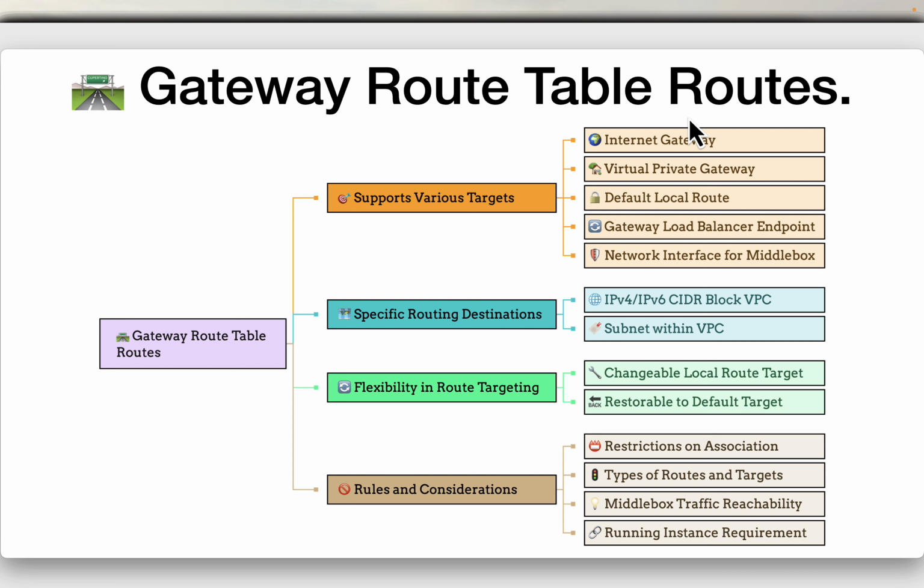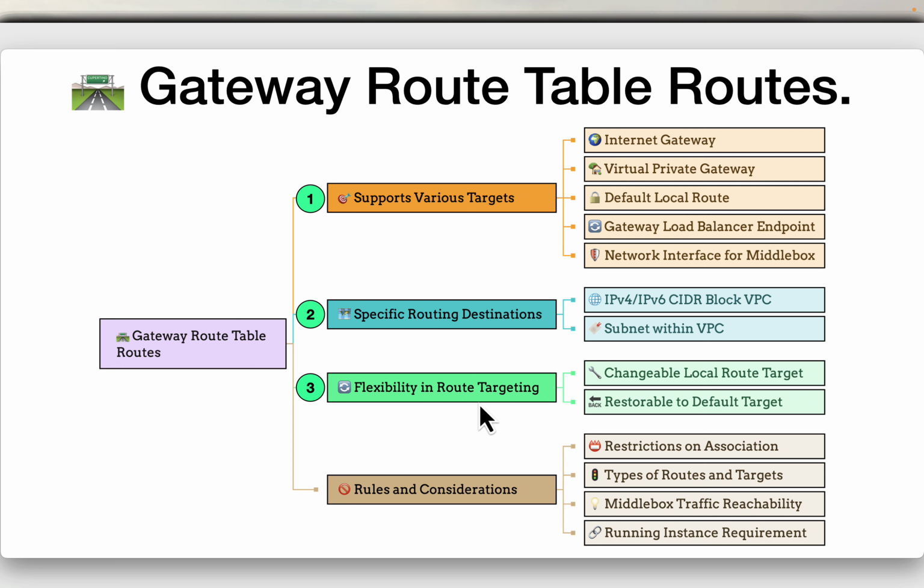Gateway route table routes support various targets. Gateway route tables can be associated with internet gateways or virtual private gateways, supporting targets like the default local route, a gateway load balancer endpoint, and a network interface for a middle box appliance. Specific routing destination. When targeting a gateway load balancer endpoint or network device, it allows for routing to entire IPv4 or IPv6 CIDR blocks of your VPC or a subnet within your VPC, offering a more specific route than the default local route.